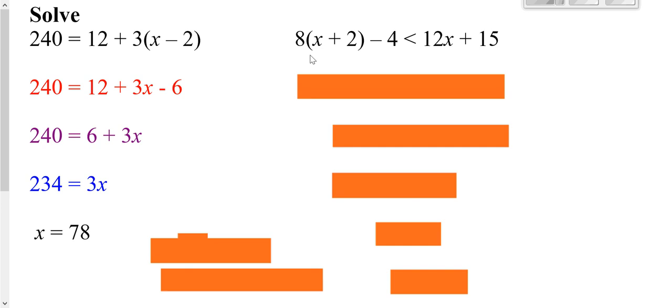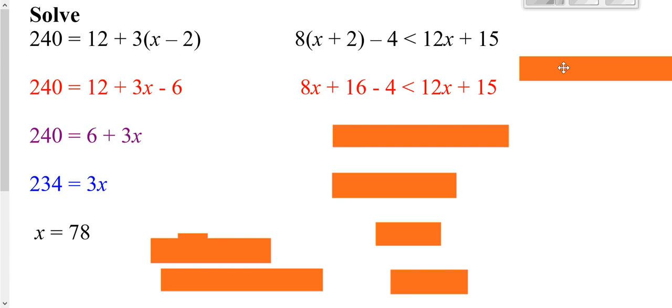Now in this problem up over here, I would go ahead and distribute also, and you'll notice that this is an inequality, and solving inequalities and equations are very similar with one exception. So distribute through your 8 into what's in the parentheses. Now we can combine together our like terms of our 16 and minus 4.